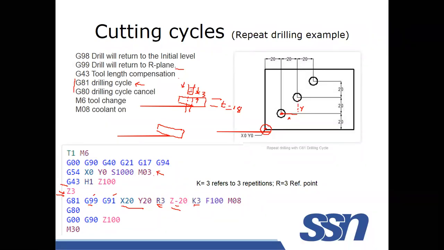And K, this value defines the number of repetitions. Number of repetitions means how many times this particular block is to be executed. That is defined by K is equal to 3. In this case, our intention is to make 3 drillings. Therefore, the K value is set as 3. Here F is the feed rate.